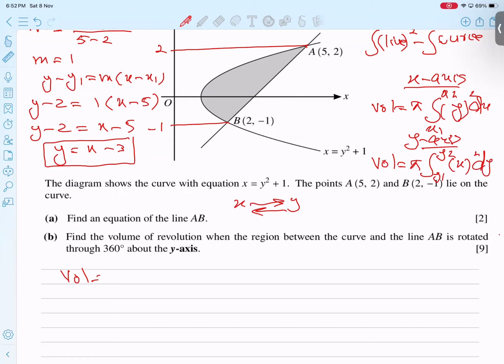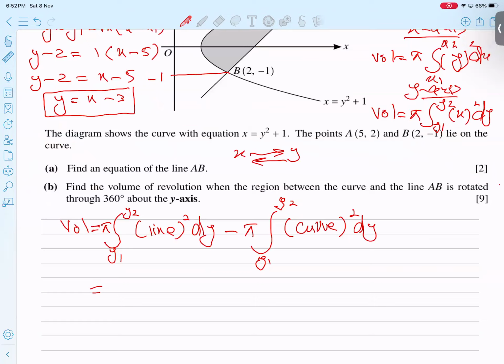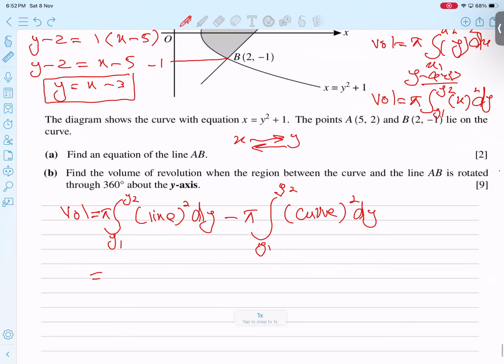So let's start. I'm applying the formula here. Basically the formula: pi outside, y1, y2, line equation, line square dx minus again pi, not dx, here dy, sorry for that, dy. Now here y1, here y2, here curve square and dy. So I'm starting now. I think the point is very clear. Y1 is minus 1 and y2 is 2. We will consider y values only, never x. So lower limit is minus 1, upper limit is 2.